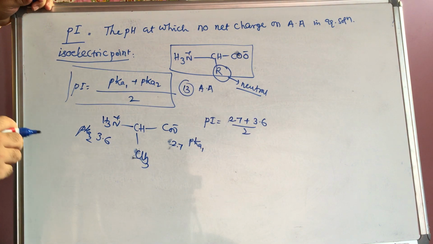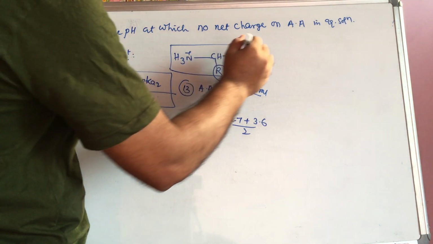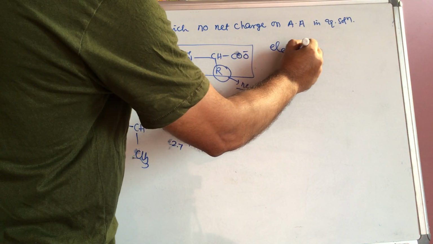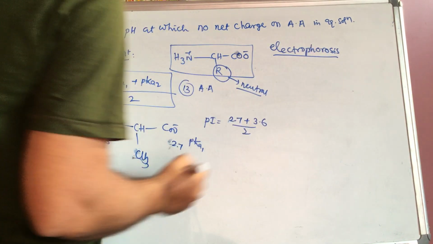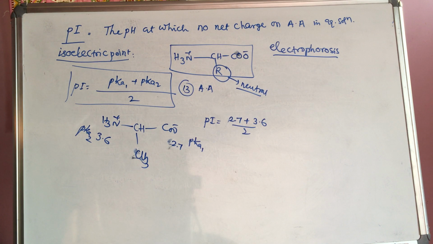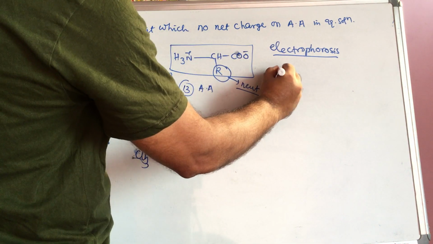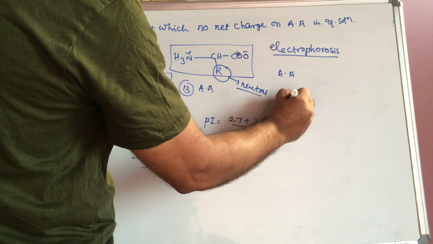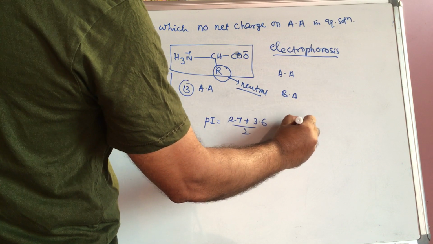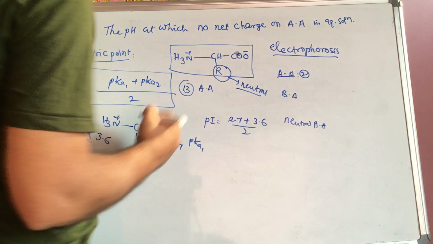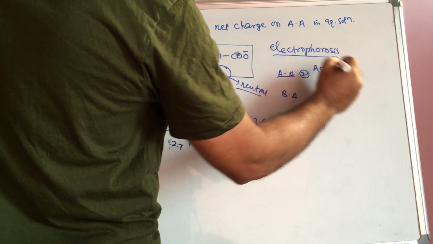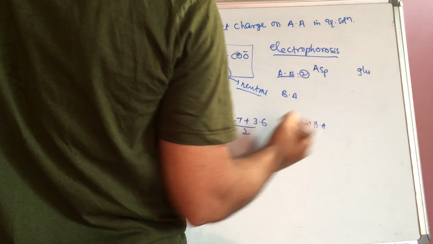Based on this isoelectric point, we can separate amino acids from a protein by using electrophoresis. This is also one of the important words. How would you separate the amino acids? One of the methods is electrophoresis. And keep in mind, generally we know there are acidic amino acids, basic amino acids, and neutral amino acids. Acidic amino acids are only 2: one is aspartic acid, another is glutamic acid.